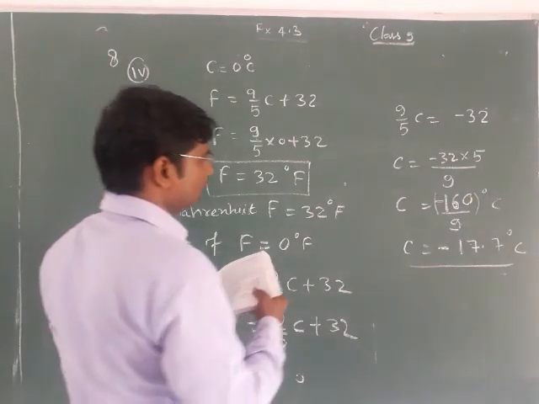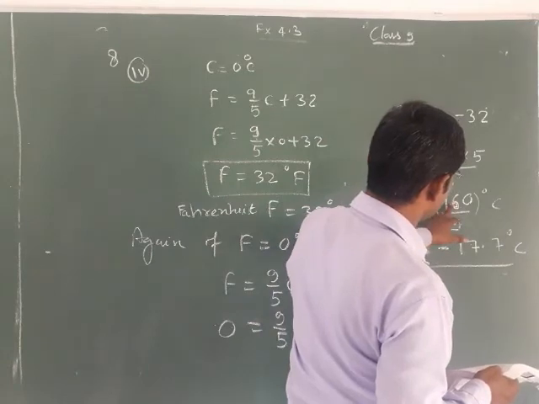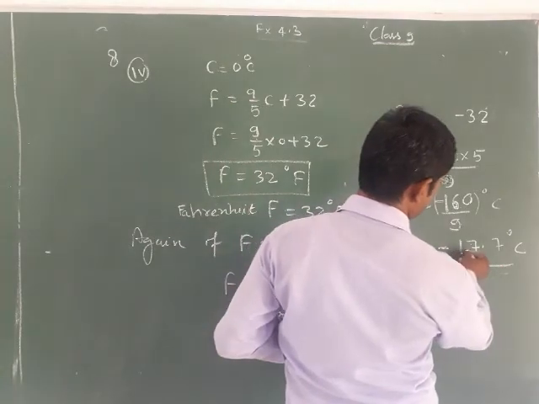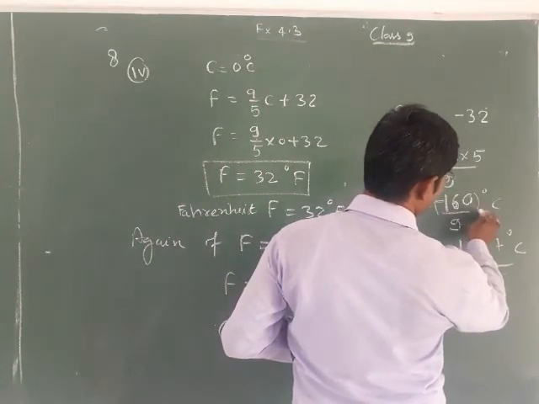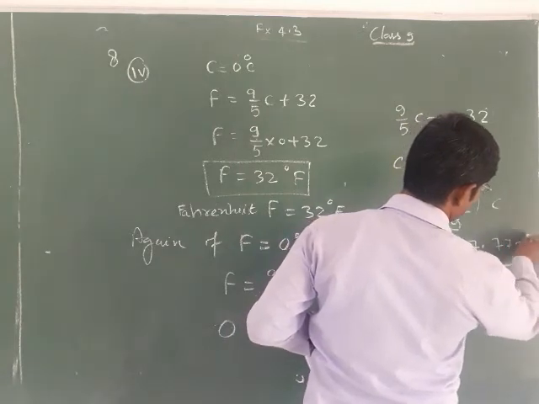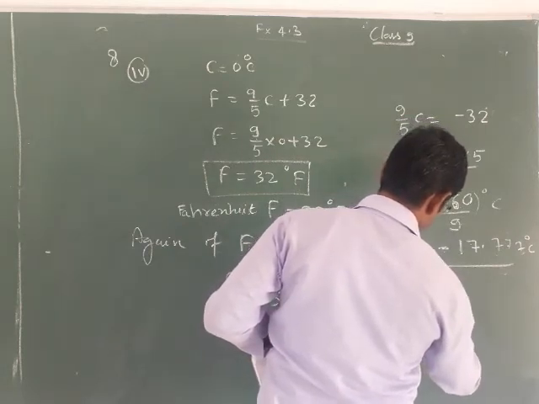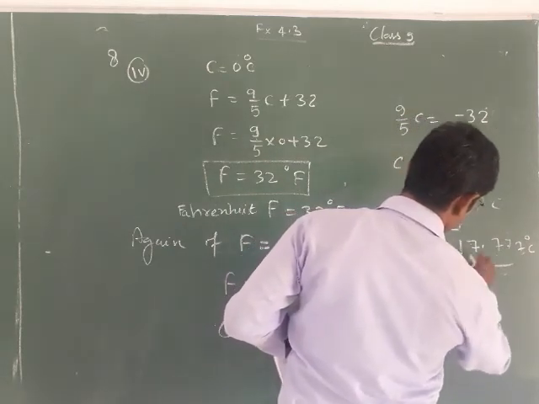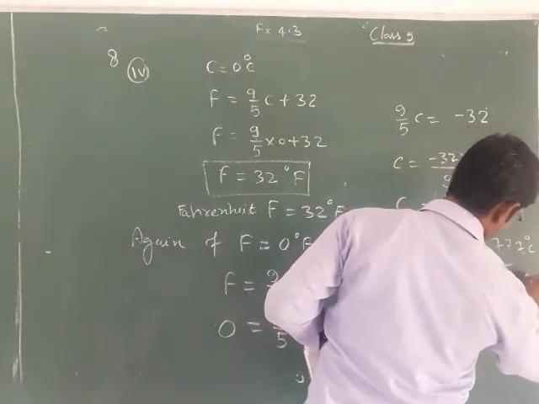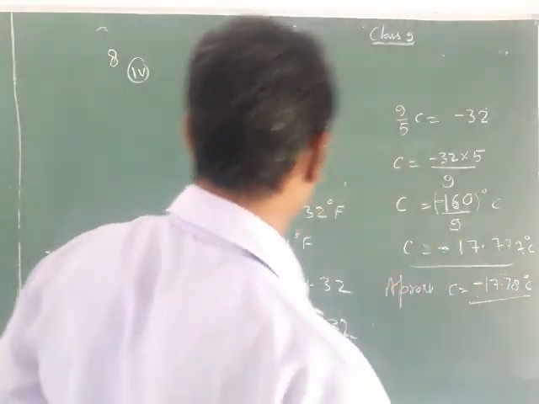So also C is equal to minus 160/9 degree centigrade. So C is equal to minus 17. So not divisible, this number, so 17 degree centigrade. So now approximately, C is equal to minus 17.78, this is the answer.